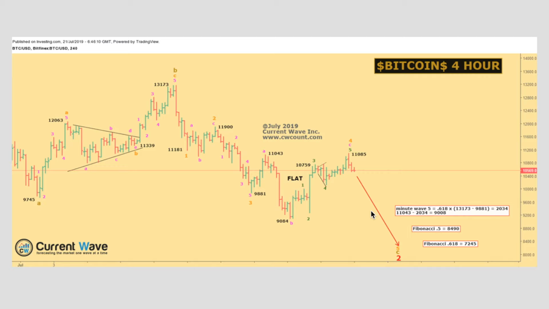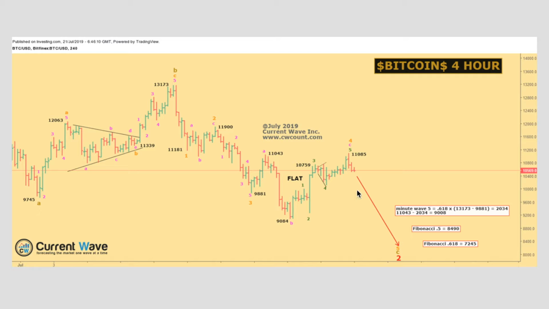Again, our original thesis was that Bitcoin had to at least get to the minimal Fibonacci number, which is 0.5, sitting at 8490, and preferably I would like to see just the common typical second wave retracement, which is a 0.618 Fibonacci down to about 7245. We'll see more clearly as the waves develop here, once we get to this area at 9,084 and see what kind of wave count we're at, and to see if it can reach all the way out to the 0.618 Fibonacci.